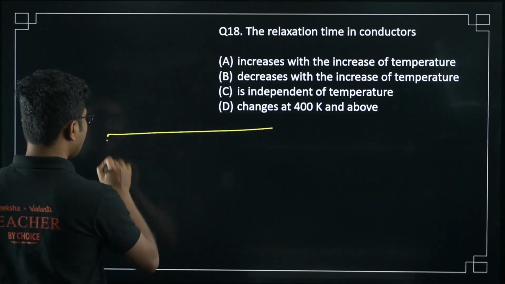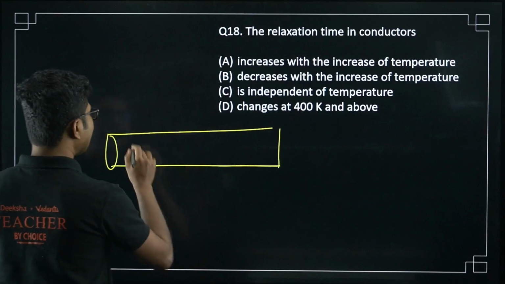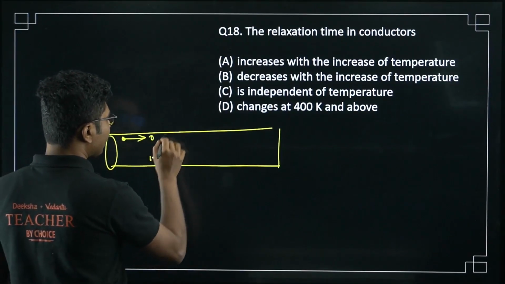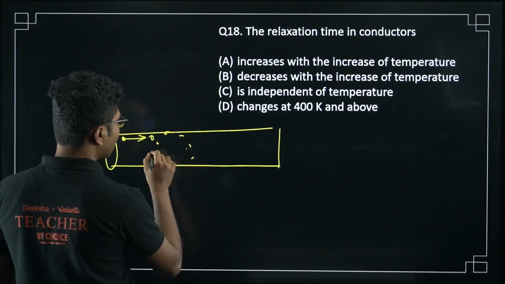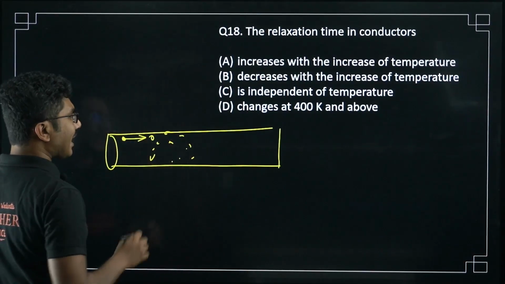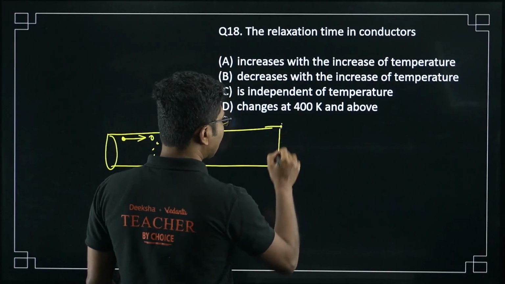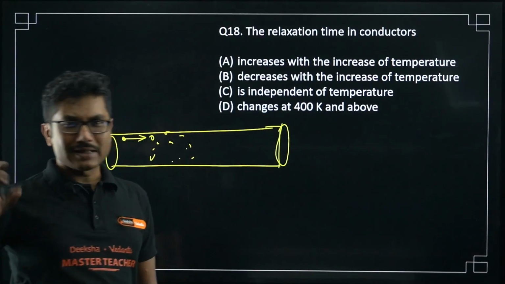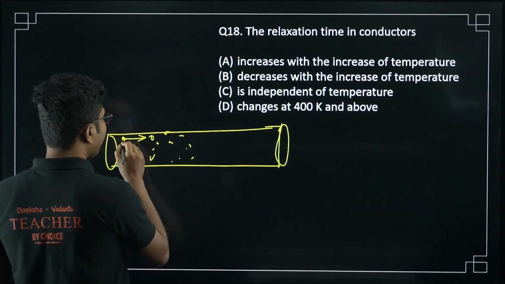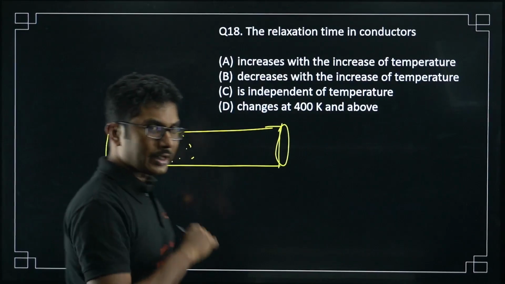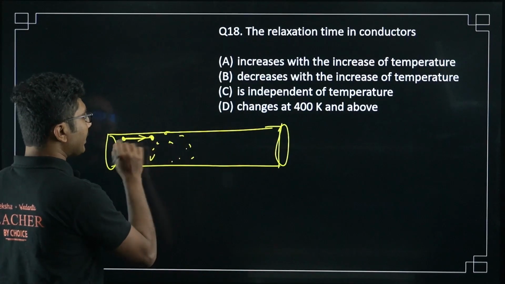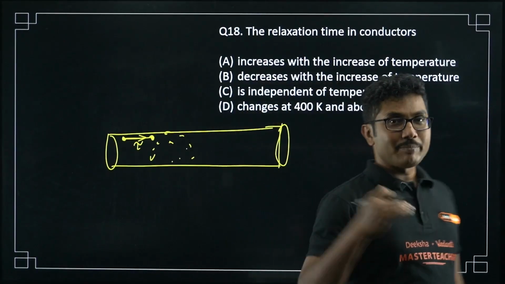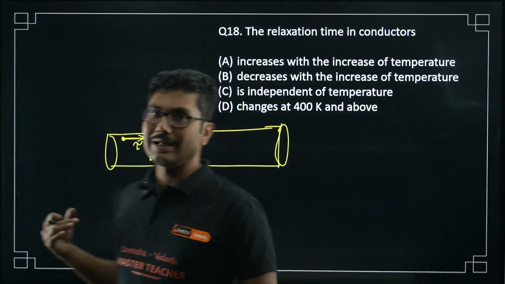Suppose I have a conductor. Okay, an electron is trying to move from this side to this side. Now there are a lot of other electrons scattered across this conductor, right? So when this electron is trying to move from this side to this side, under the influence of electric field, or maybe just in usual random motion, it will always collide with another electron. The average time between two collisions is called the relaxation time. So the average time between two consecutive collisions is called relaxation time.